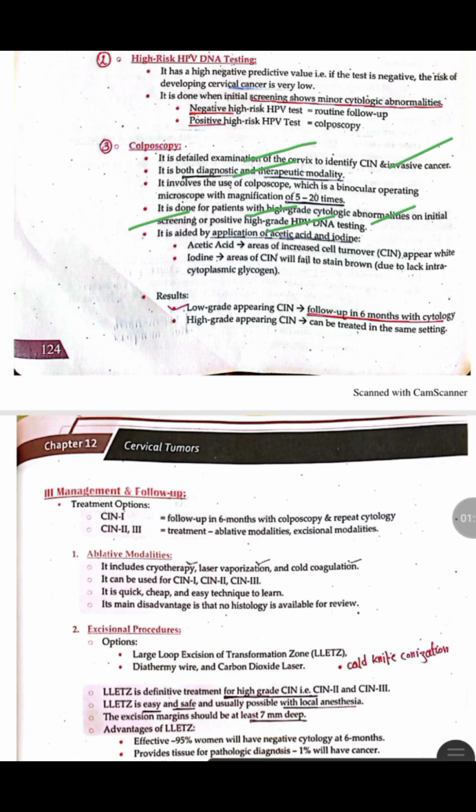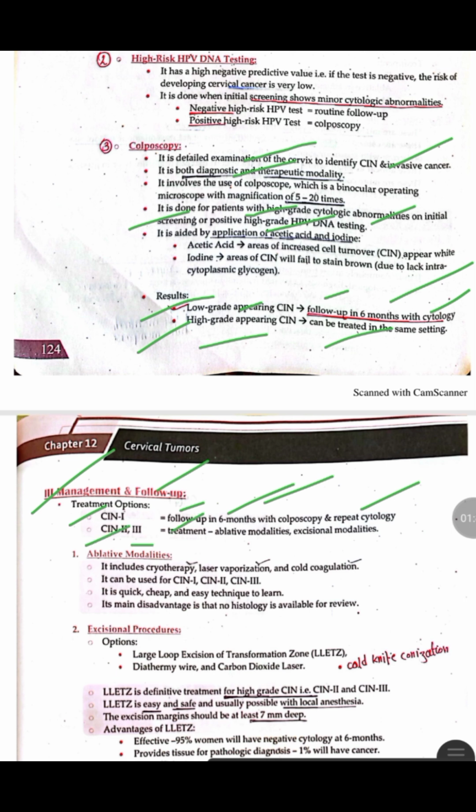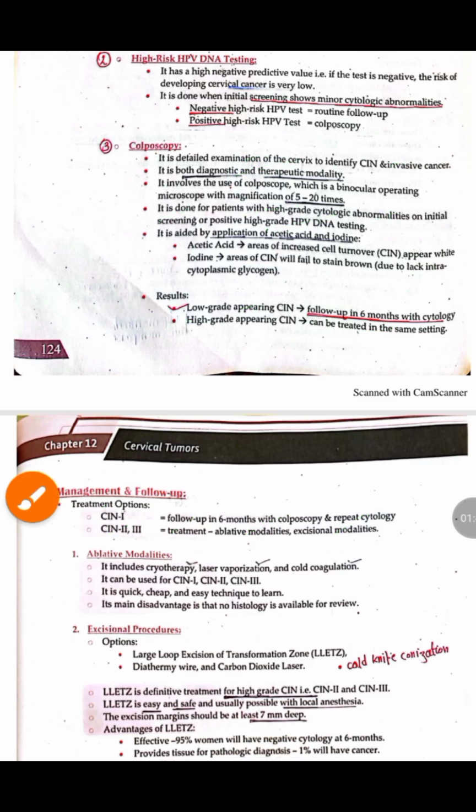A patient who has low-grade appearing CIN on colposcopy requires only follow-up at 6 months with cytology, and a patient who has high-grade CIN requires treatment. Next is the management and follow-up of a CIN patient. The treatment option for CIN1 is follow-up in 6 months with colposcopy and repeated cytology, because in the majority of cases the CIN1 may regress spontaneously, whereas CIN2 and 3 require treatment, and the treatment includes ablative modalities and excisional modalities.